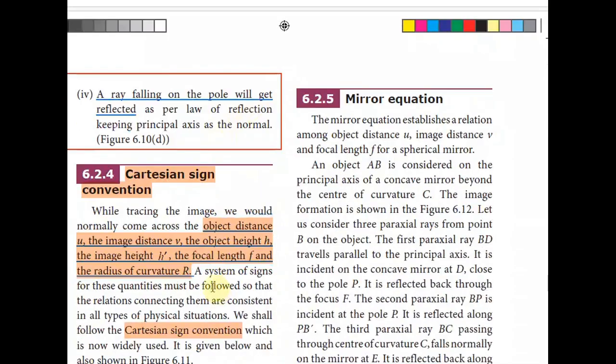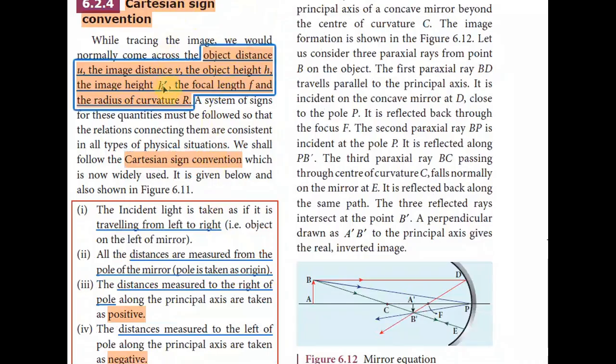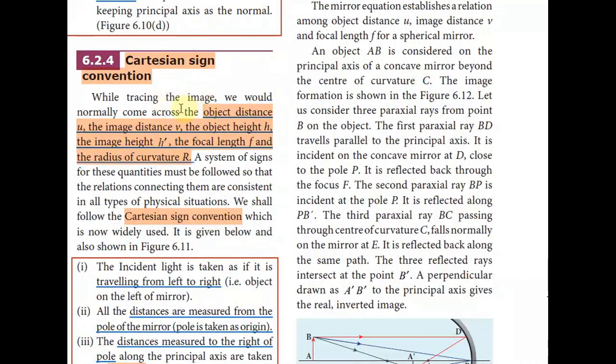Next, let us study the Cartesian sign convention. While tracing the image, we would normally come across the object distance u, the image distance denoted by the letter v, the object height denoted by the letter h, and the height of the image h dash, which is called the image height. And the focal length of the mirror is given as f, and the radius of curvature is given as r.